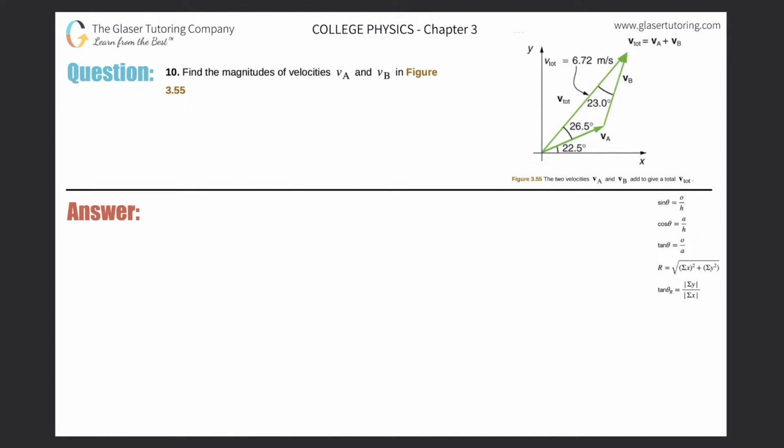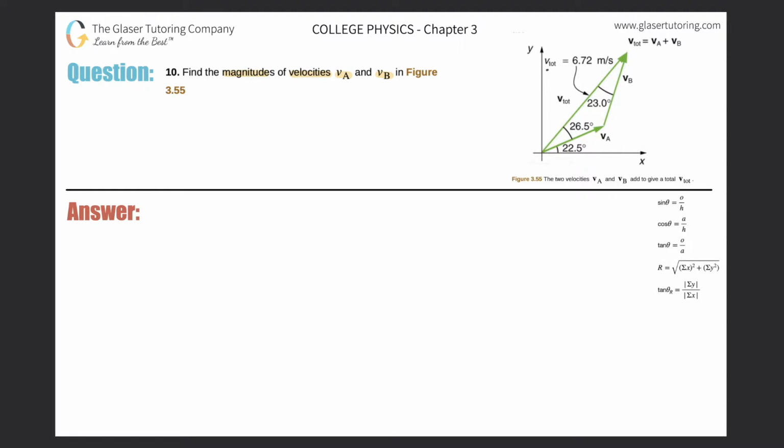Number 10, find the magnitudes of the velocities VA and VB in figure 3.55. So the figure's over here on the right-hand side. So they want us to find the magnitude of this velocity, VA, and the magnitude of this velocity, VB. Okay, so let's take a look at what we're given.